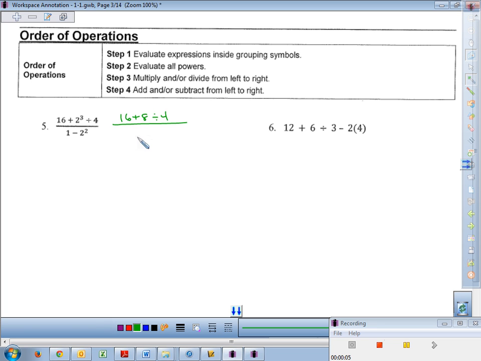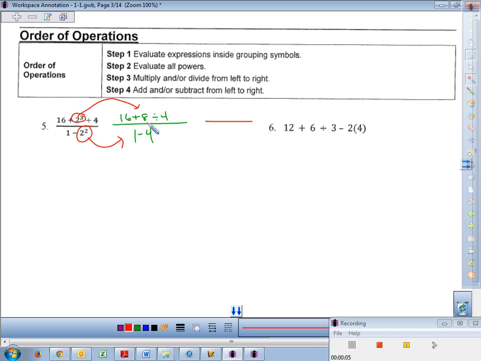2 squared, which is 4, right? So you have 1 minus 4. All right, I'm not trying to do too much in my head. All I did was this in this group and this in that group. So far, so good. And then another fraction bar.